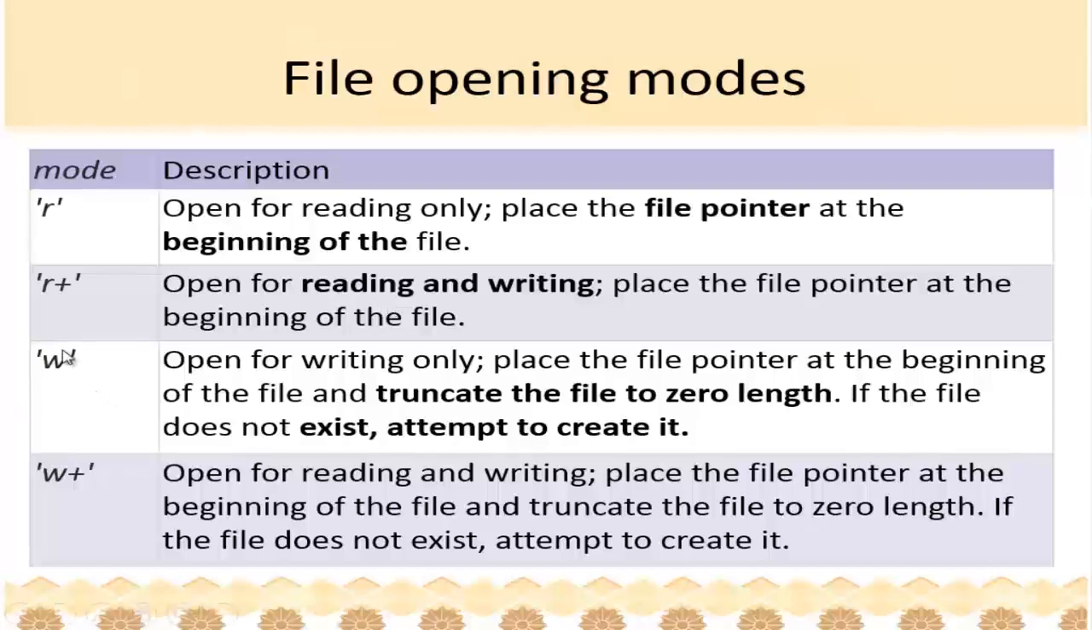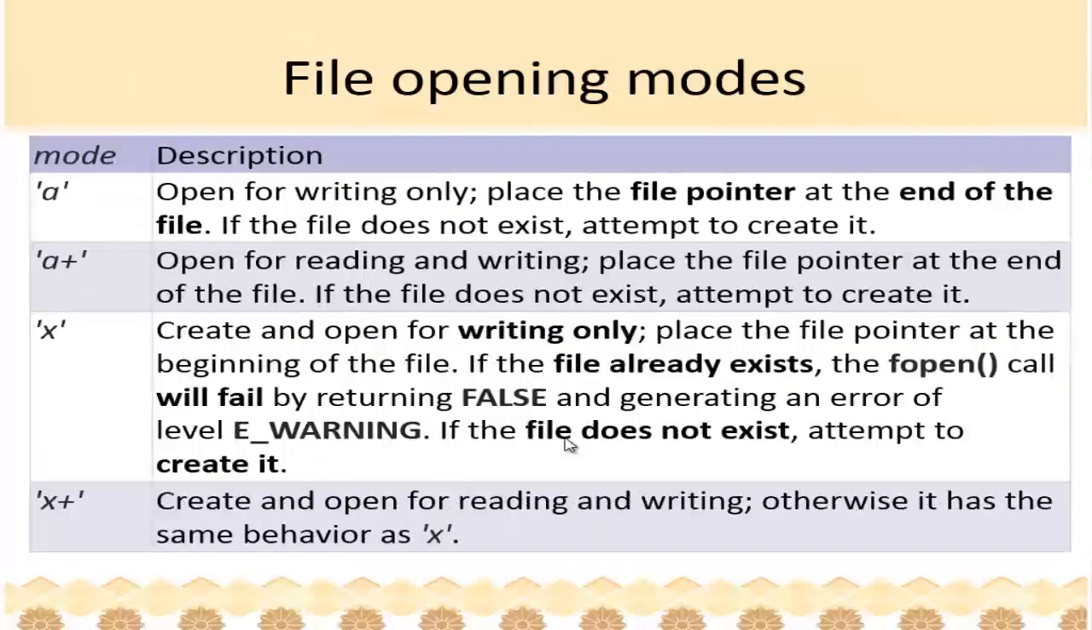The difference between reading and W and W plus is that when you open it in the W mode, as you are already familiar, the existing content will be truncated. That means it will delete all the contents in the file and then start writing into it. If the file does not exist, it's going to create it. So you must be very careful when you use the W. If the file already exists, it will be truncated first.